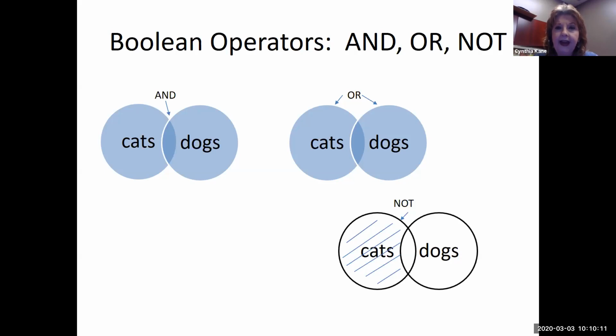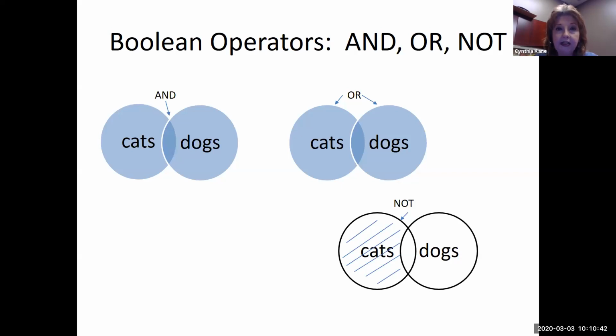Not is one that I don't actually use that often because not is a powerful word that will eliminate results from your search. Now, in this instance, I might be focused on only information that talks about cats. I don't want any search results, any articles that talk about dogs or that overlap of cats and dogs. So if I did cats, not dogs, that's all I'm going to get, information about cats.